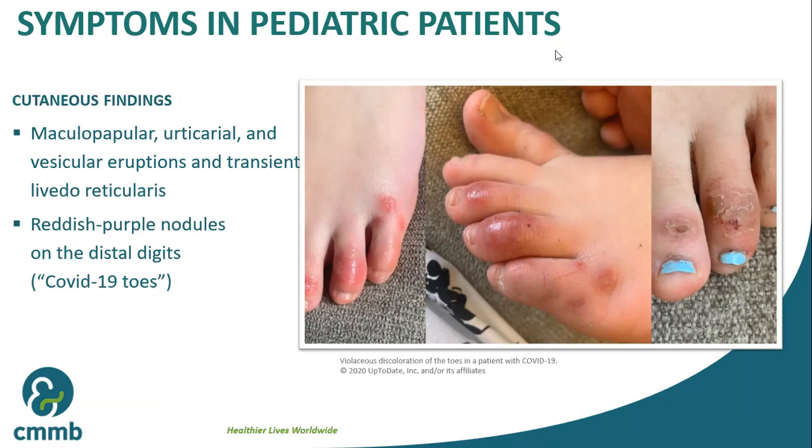As we have said, children can present with less common symptoms. It has also been proven that children can have cutaneous findings like maculopapular rash or urticarial rash. And also the most common one is what they call the COVID-19 toes, which consists of reddish purple nodules on the distal digits, as we can see in the picture.